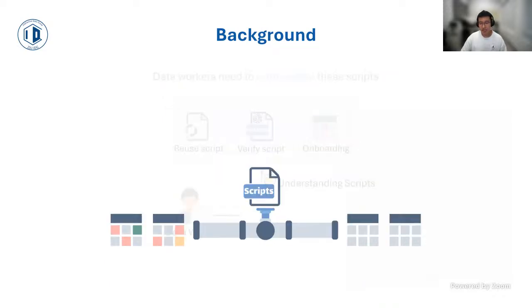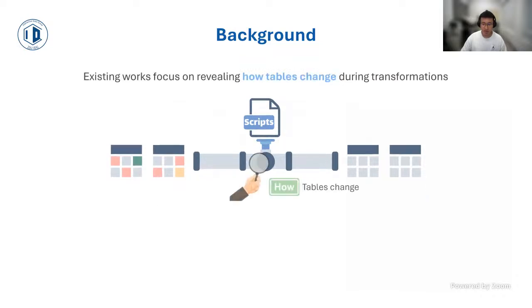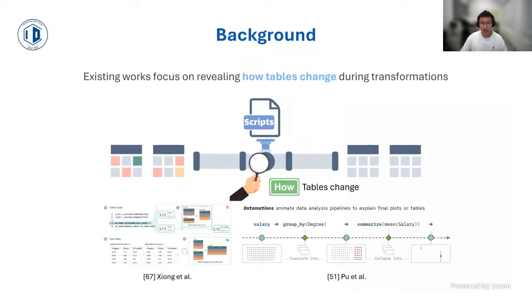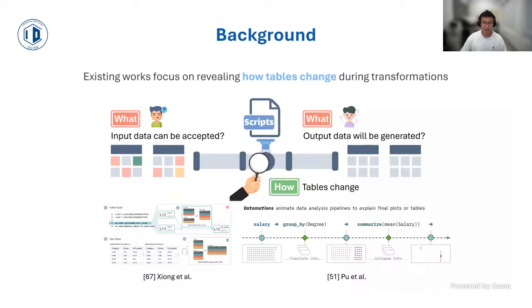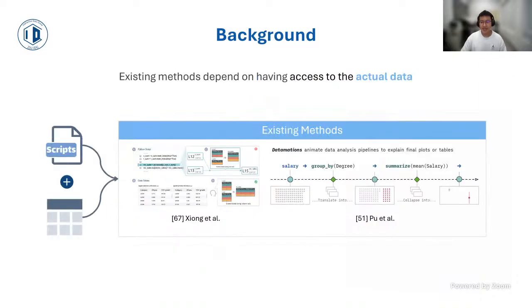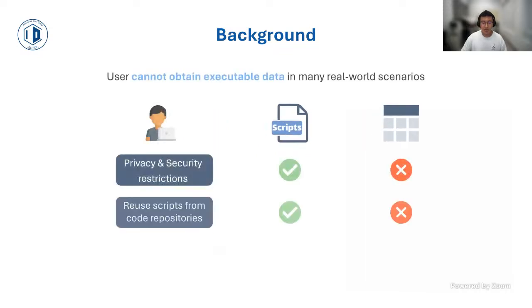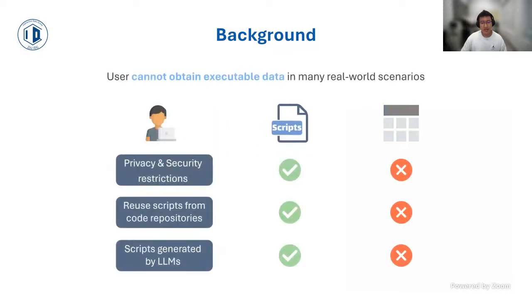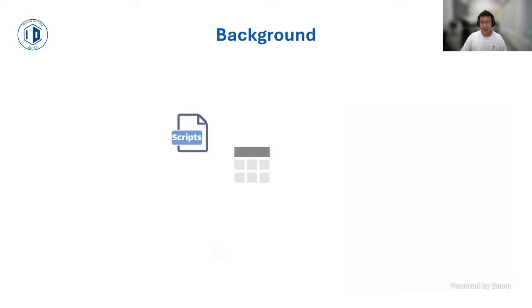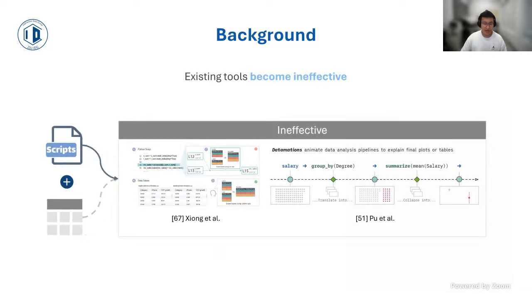Existing research has primarily focused on how tables change during data transformation. However, these studies often overlook the importance of revealing the input and output space of data wrangling scripts. Additionally, existing methods require executable data to assist data workers in understanding scripts. However, in many real-world scenarios, users cannot access executable data due to restrictions. This dependency on available data limits their applicability and effectiveness.